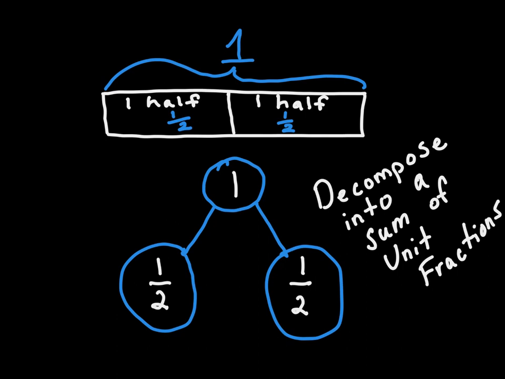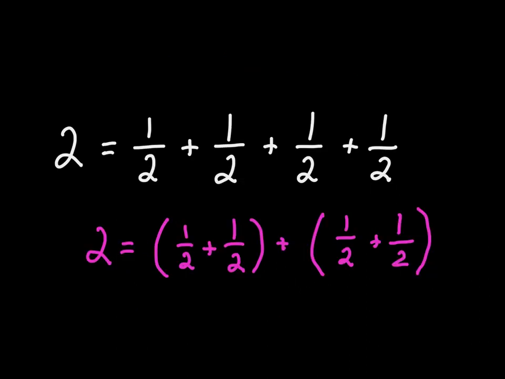When we want to decompose into a sum of unit fractions, decompose just means breaking down. If we take a 1 and cut that in half, we have 1/2 and then we have another half. We can decompose that using a number bond, having the 1 and then taking a half away from that 1, and we're left with another half. A way to show this as an equation: 2 is equal to 1/2 plus 1/2 plus 1/2 plus 1/2.